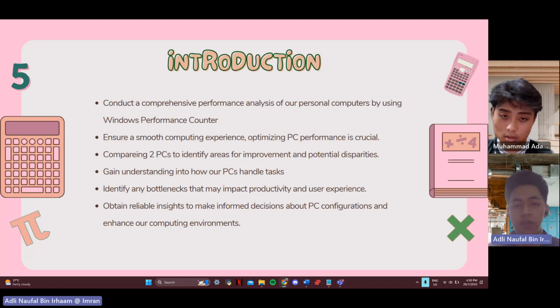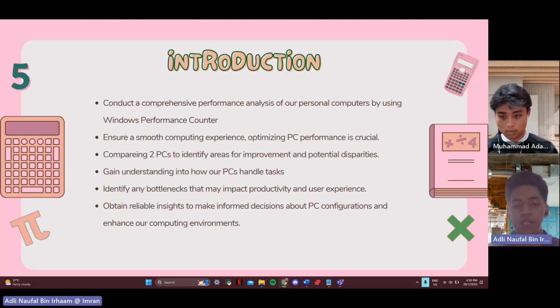To ensure a smooth computing experience, optimizing PC performance is crucial. We will compare two PCs, which are ours, to identify areas for improvement and potential disparities. By assessing various performance metrics such as processor time, disk read time, and disk write time, we aim to gain understanding into how our PCs handle tasks and identify any bottlenecks that may impact productivity and user experience.